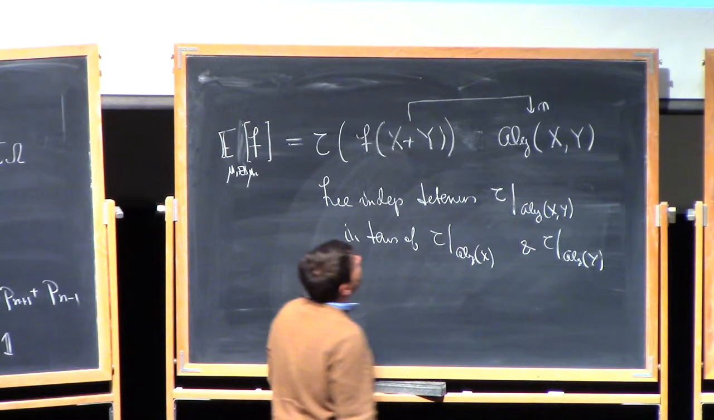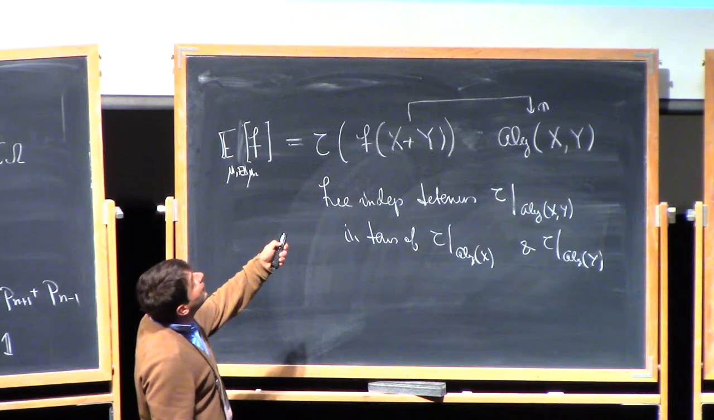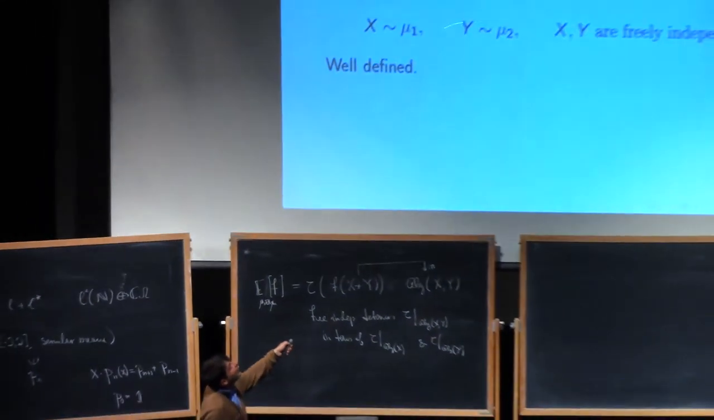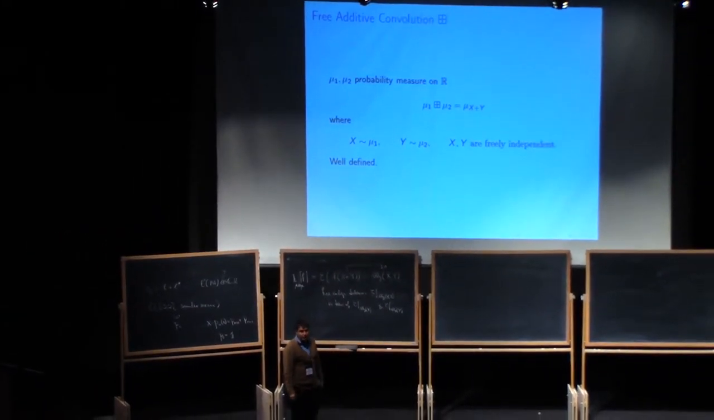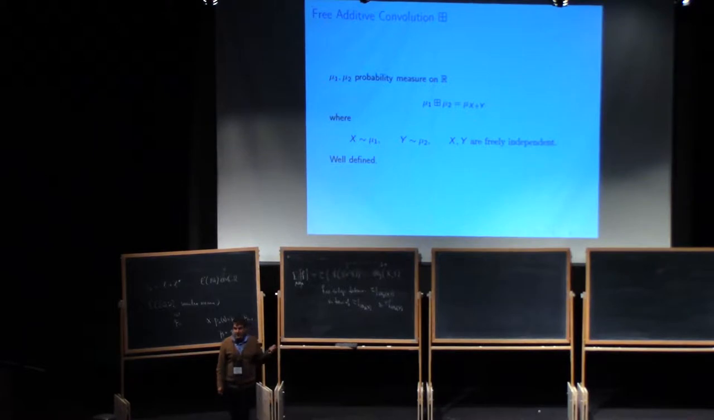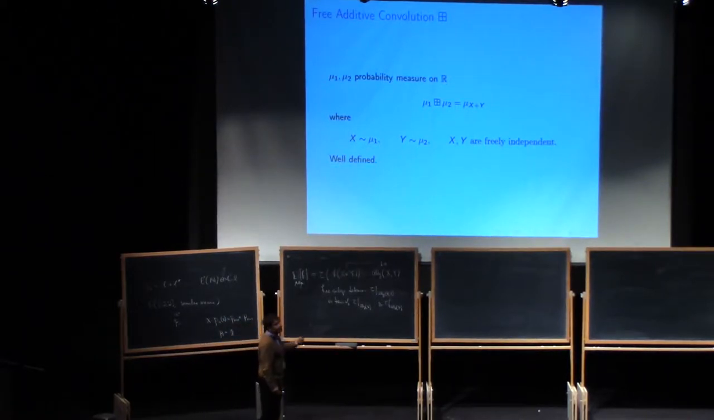And of course, these restrictions are explained to us. I mean, we know how to take expected values of any function of x1 by itself and any function of x2. So that's why this is well defined. It doesn't depend on anything. Once you've chosen this free realization, the specifics of that realization are irrelevant. Okay?